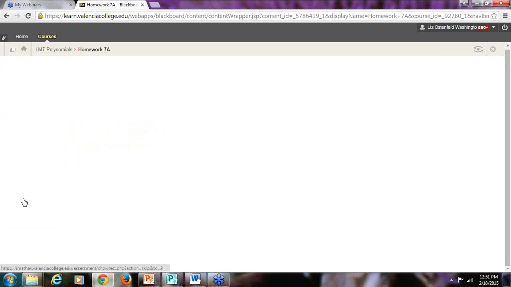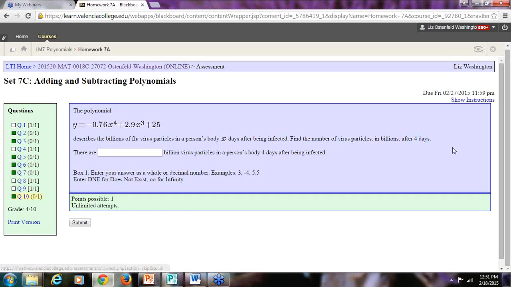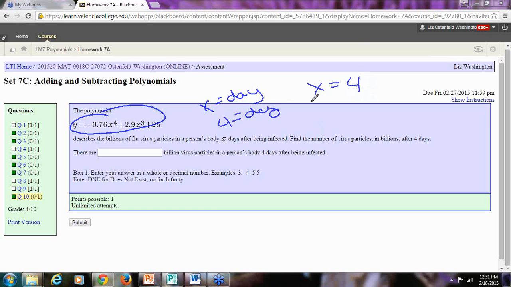Let me see what this last one is. This one says, this is just an application. It says, this polynomial describes the billions of flu virus particles in a person's body X days after being infected. Find the number of virus particles in billions after 4 days. So basically what they're telling you is X means days, and they're telling you it was 4 days. So that means X equals 4.